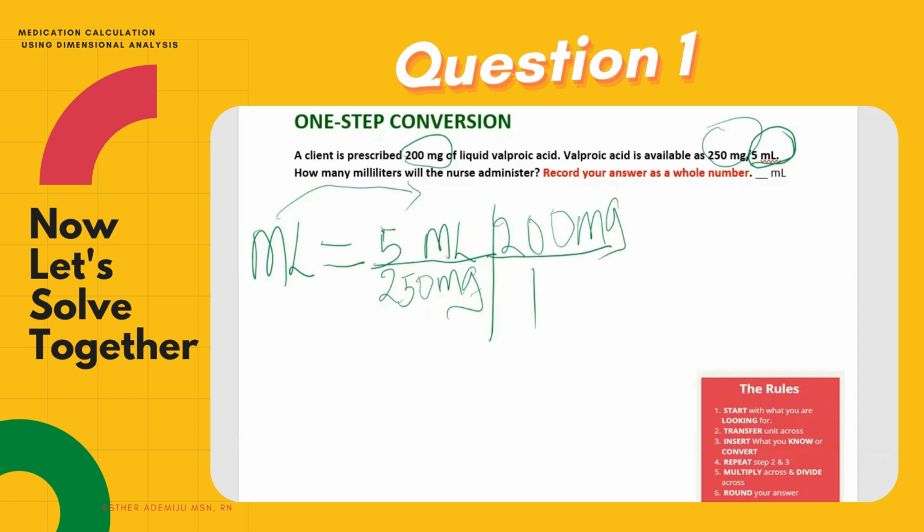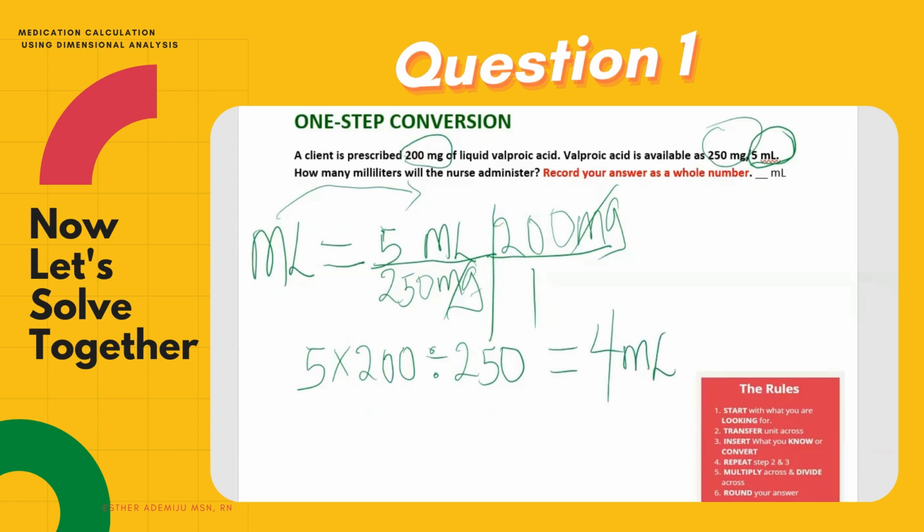So that's what we do. Milligram cancels out milligram, by the way. So we have 5 multiplied by 200 divided by 250. And like I said, I hope you have your calculator with you. So we're going to do that: 5 multiplied by 200 divided by 250. You should have 4 milliliters.